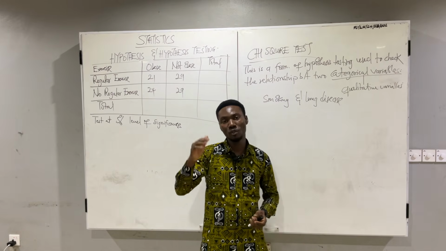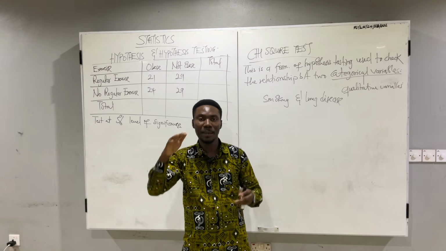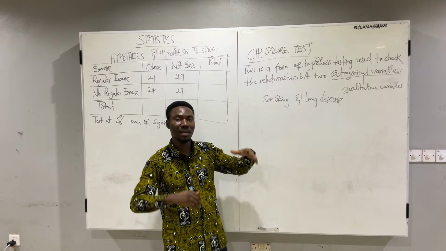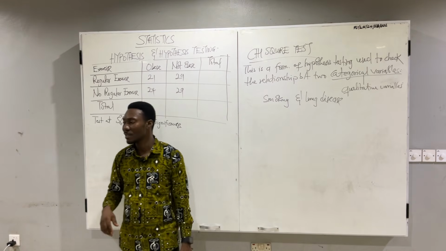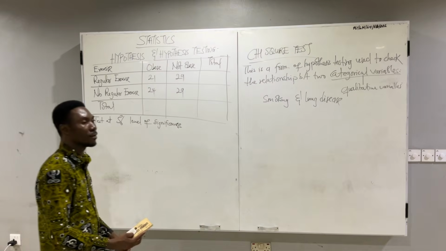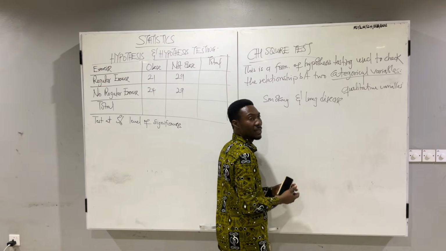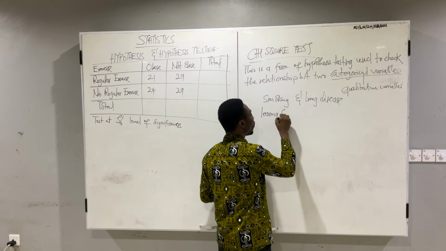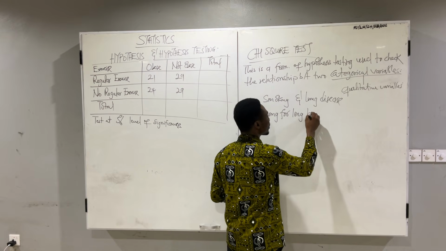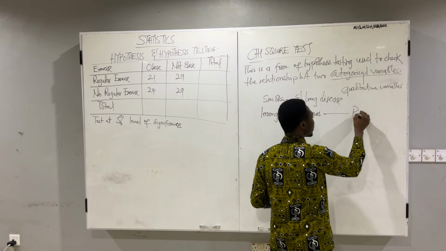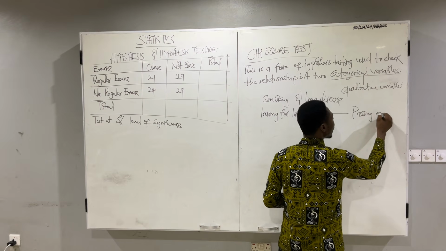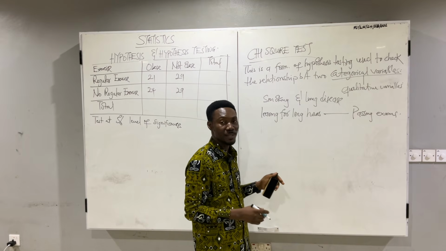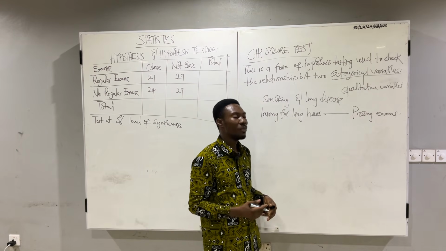Now in a situation where you have two categorical variables and you want to measure the relationship between them, we use chi-square test. So chi-square test is a statistical test used to measure the relationship between two categorical variables. For example, smoking and lung disease. Or you want to look at the relationship between learning for long hours and passing exams. These are two categorical variables. Okay, if you want to look at the relationship between these two, we can do chi-square test.